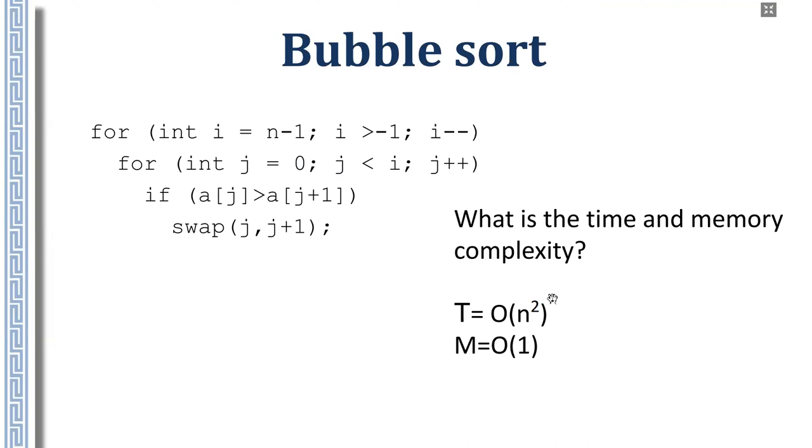arrays, but the time complexity is n squared, because the first time the inner loop takes n minus two steps, then n minus three steps, then n minus four steps, and so on, until we have just one step. That is the sum of an arithmetic series. That's why we get the same complexity, n squared, as for selection sort.